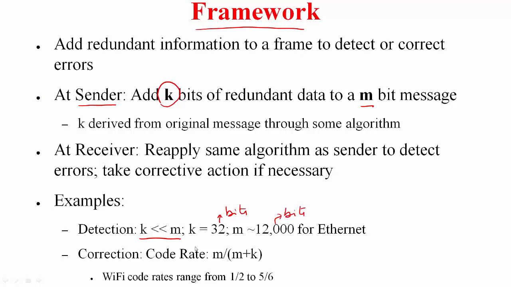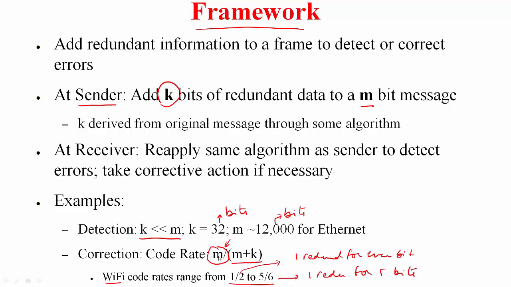On the other hand, error correction codes have what is called a code rate, where m is the amount of useful data and this is the total data. So this says what portion of the received data is useful. So for example, in Wi-Fi, these code rates vary from half to 5/6. When it is half, that means you are adding one redundant bit for every bit. And if it is 5/6, that means you are adding one redundant bit for 5 bits.